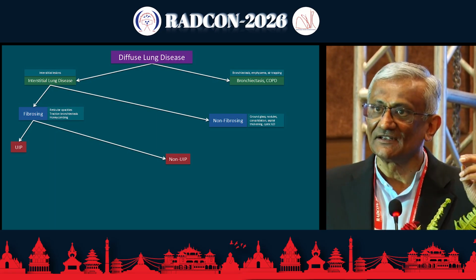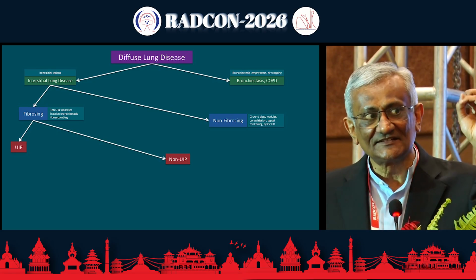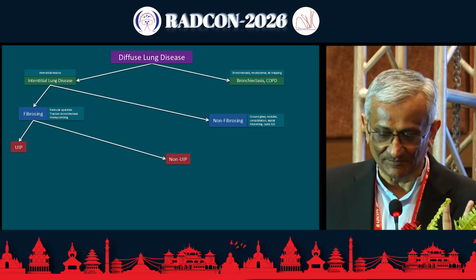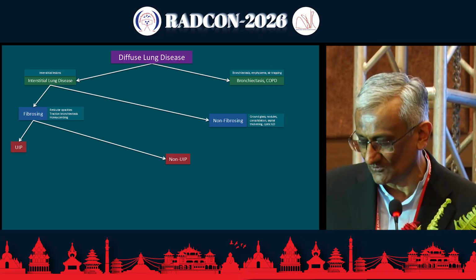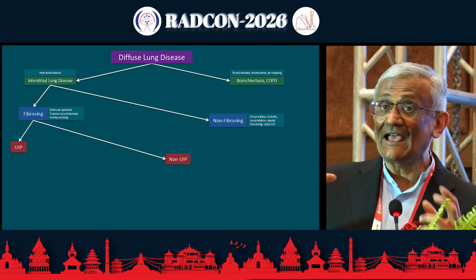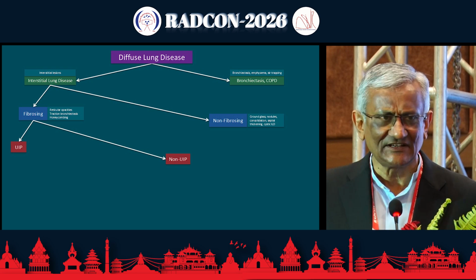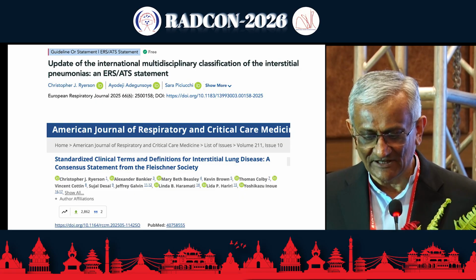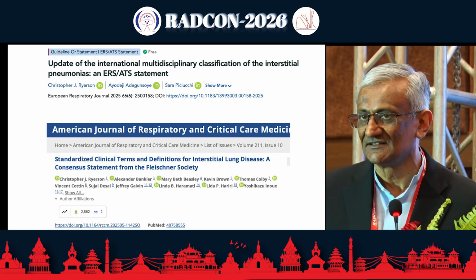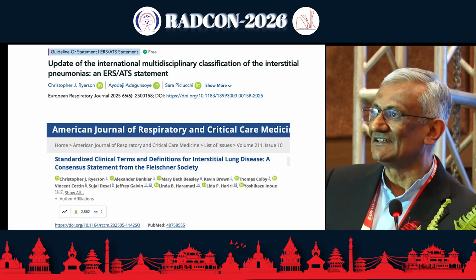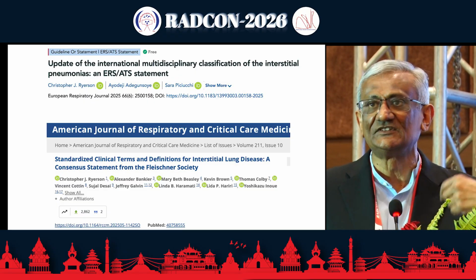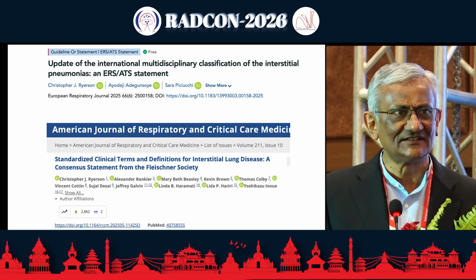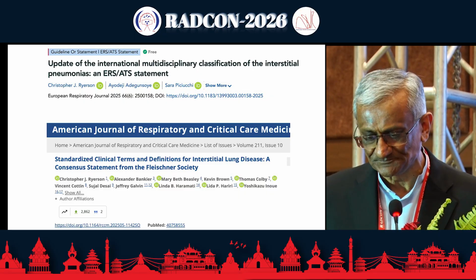The next step is to ask ourselves, is this a UIP pattern or is this not UIP? So non-UIP. That's the next thing in our heads that we need to do. There has been a change in all the classifications. In August last year, we had a bunch of papers all headed by this dynamo called Chris Ryerson. This has changed the landscape, at least of the way we use terminologies and define things, and wherever it is relevant, I'll use the current terminology.